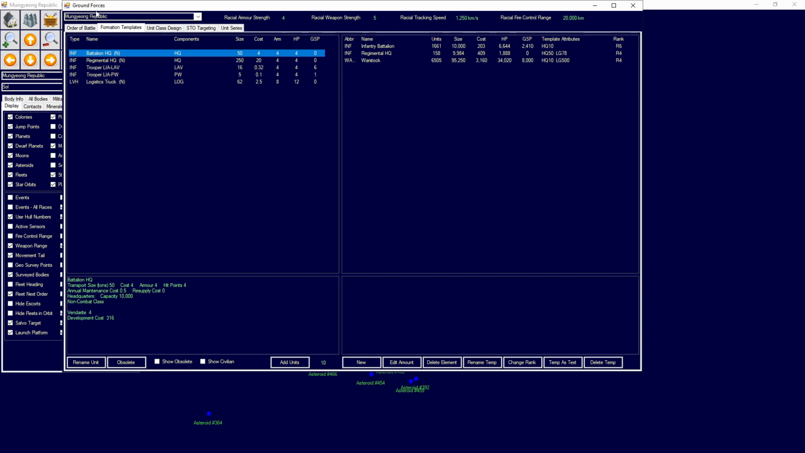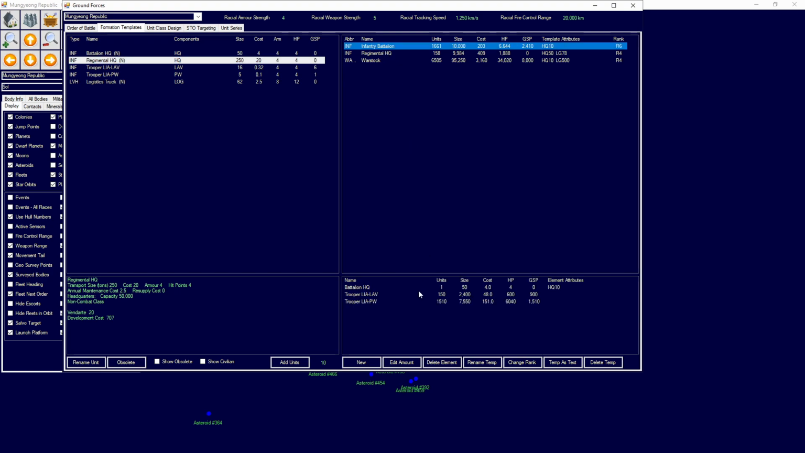And essentially what that means is think of these as components, okay? So if you're designing a ship, you need various components to build your ship. And think of the ship as the formation. In this case, we have an infantry battalion. And that battalion contains 1 HQ, 150 light anti-vehicle, and then 1,510 light armor personal weapons forces.